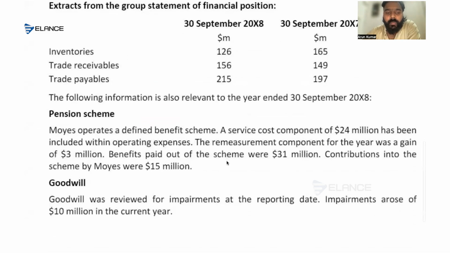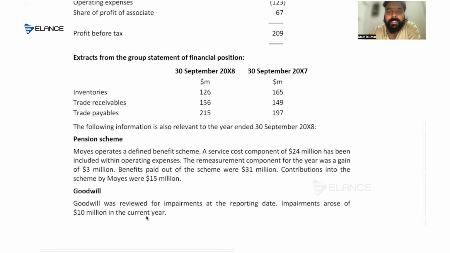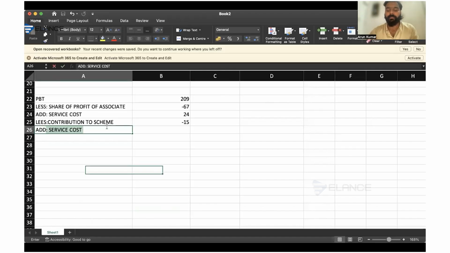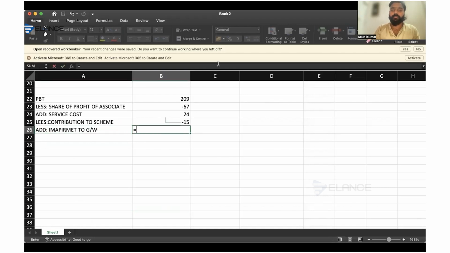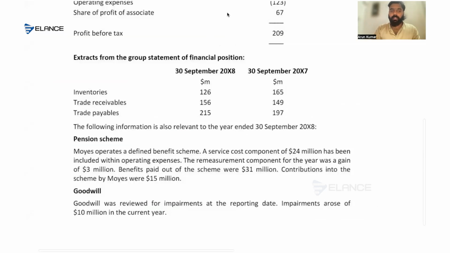Fine. Now, the next note, the notes with respect to goodwill. Goodwill was reviewed for impairment at the reporting date. The impairment has risen to 10 million in the current year. So how will you account for it in the cash flow statement? Impairment should be added back. Yes, very good. So the impairment of goodwill should be added back. Add impairment of goodwill. How much is it? $10 million.